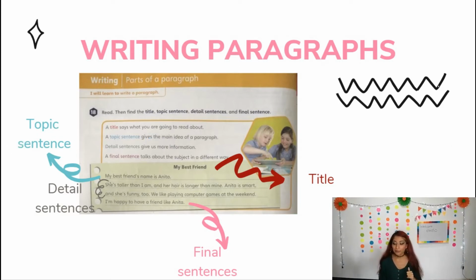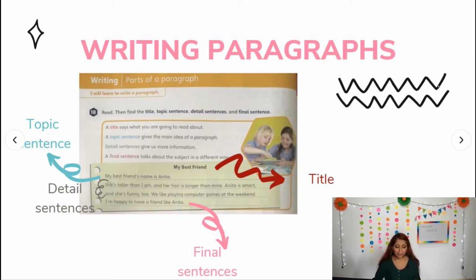Then we have the detailed sentences that give us more information. The detailed sentences can be 1, 2, or more. For example, you can see here, she's taller than I am, and her hair is longer than mine. Anita is smart, and she's funny too. We like to play computer games at the weekend. This gives us more information about who Anita is and why she is my best friend. And the last sentence is the final sentence. For example, here we have, I am happy to have a friend like Anita.